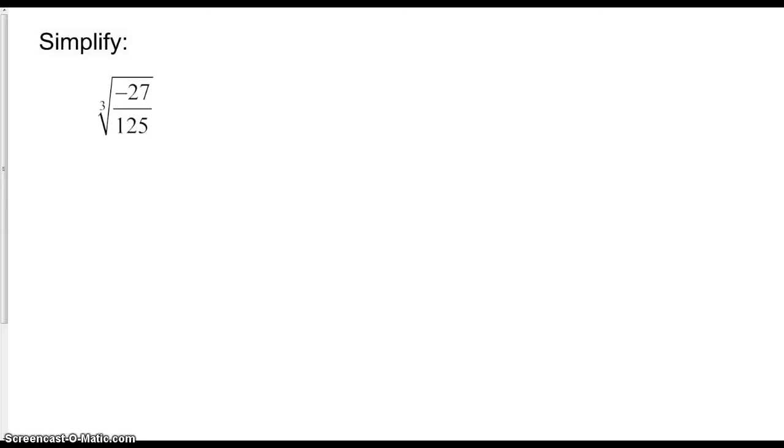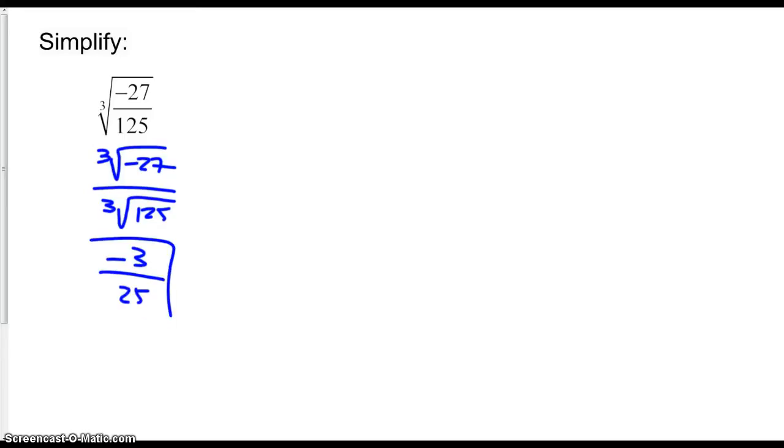Okay, how about this one? Okay, what comes to mind to me is that 27 and 125 both have cube roots. So I would separate this into cube root of the numerator divided by cube root of the denominator. And then the cube root of negative 27 is a negative 3, right? A negative 3 times a negative 3 is positive 9, but times that third negative 3 gives me negative 27. And then I have 25 on the bottom. So I would have no radicals at all when I'm done here. It's negative 3 over 25.